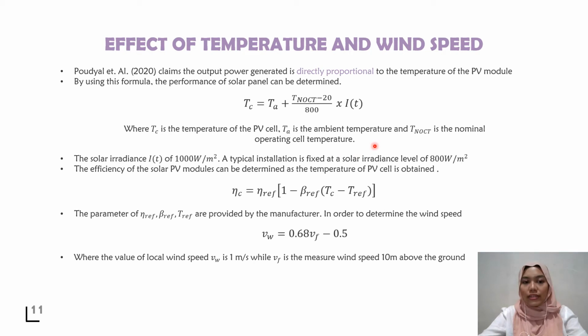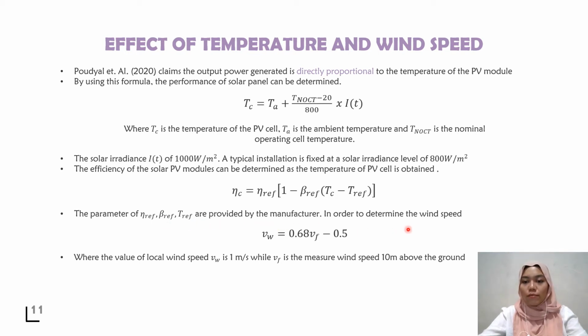The solar irradiance is 1000 watt per meter squared. A typical installation is fixed at a solar irradiance level of 800 watt per meter squared. The efficiency of solar PV module can be determined as the temperature of PV cell is obtained. As you can see, this is the formula for the efficiency of solar PV module. The parameters of efficiency ref, beta ref, and temperature ref are provided by the manufacturer.